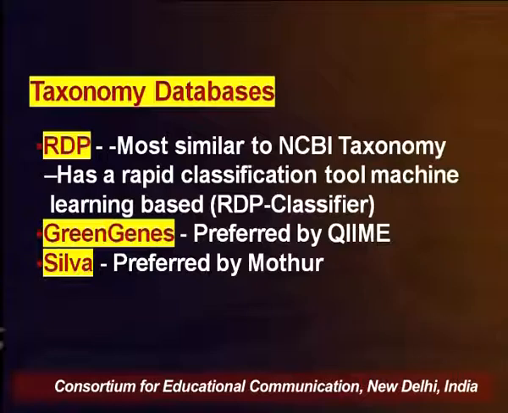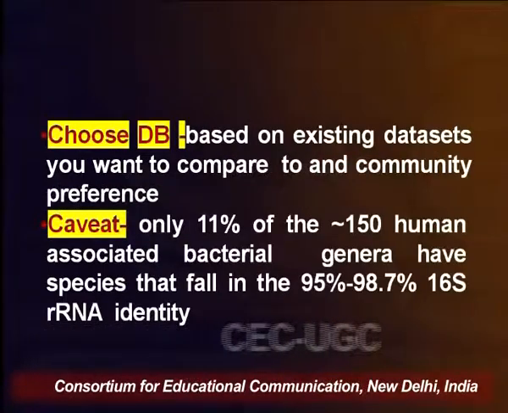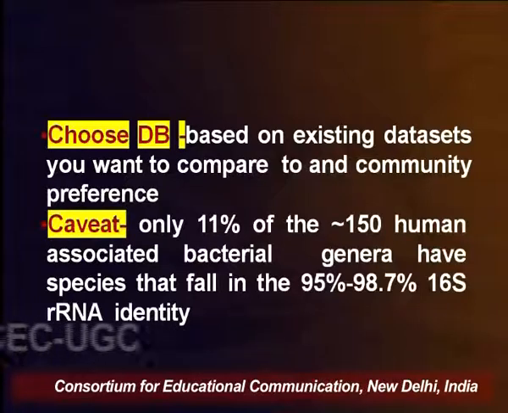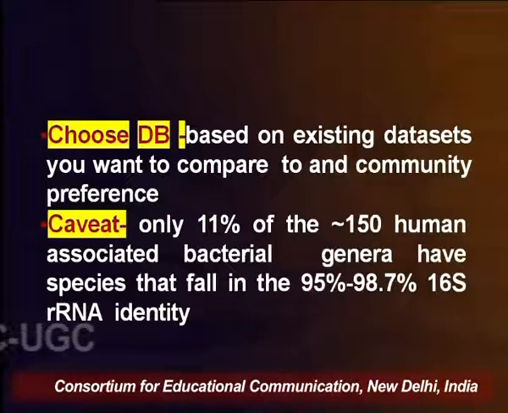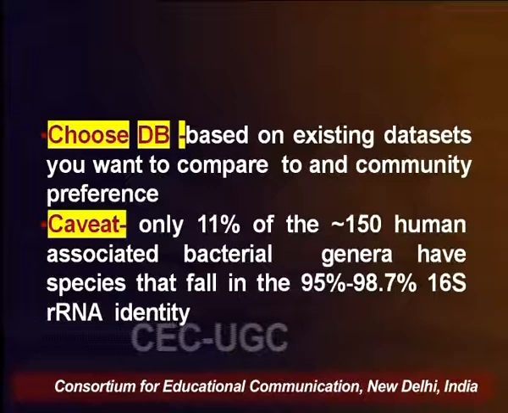We have several taxonomic databases for metagenomic analysis, like RDP, that is more similar to NCBI taxonomy, and we can easily do this with this one, but this is based on machine learning tools, the RDP classifier. We have the Greengenes database, that is preferred by QIIME. We have Silva, that is preferred by Mothur. Similarly, we have a few other databases available, and all perform depending upon your requirement, what you are trying to do with your data. You can select any one of these databases.